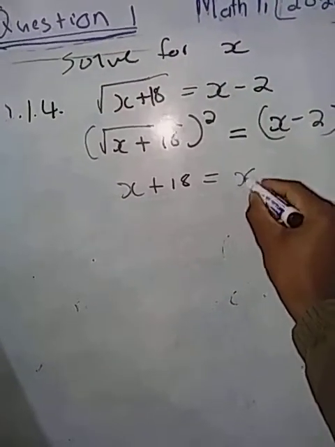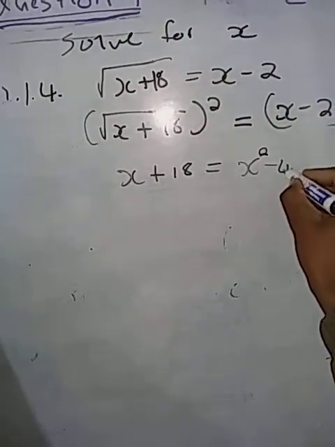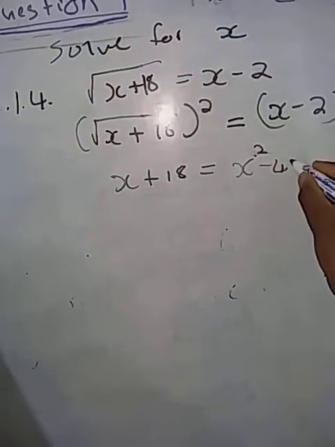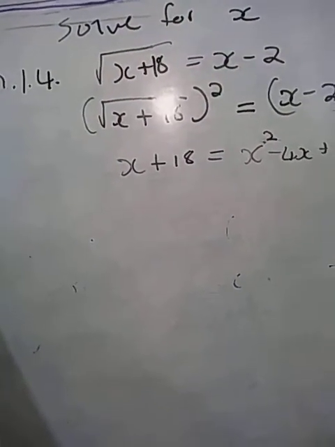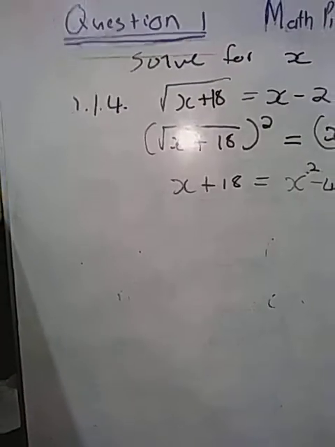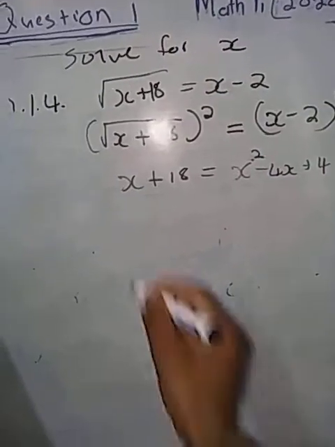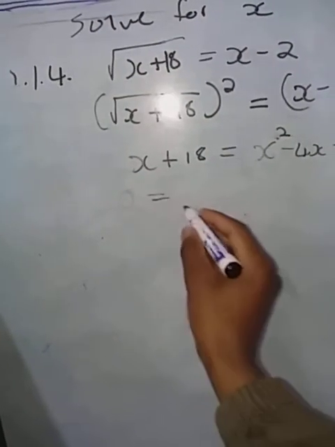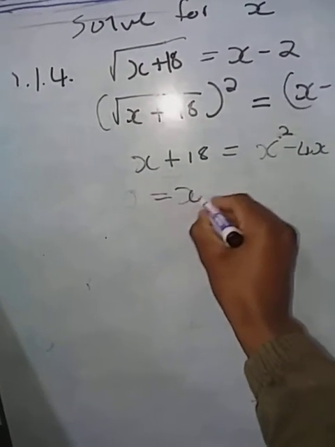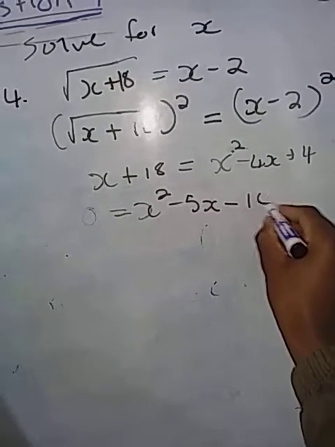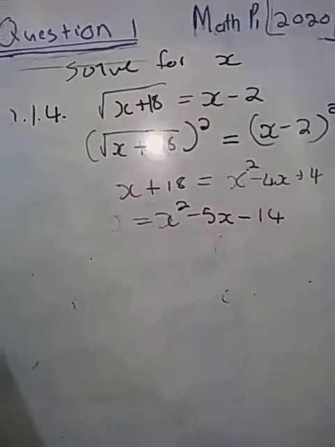Therefore we'll be left with x plus 18 equals, then we'll have x squared minus 4x plus 4. Okay, then you can take this one to the right hand side, then we'll be left with 0 equals x squared minus 5x minus 14. Then you can factorize this one.